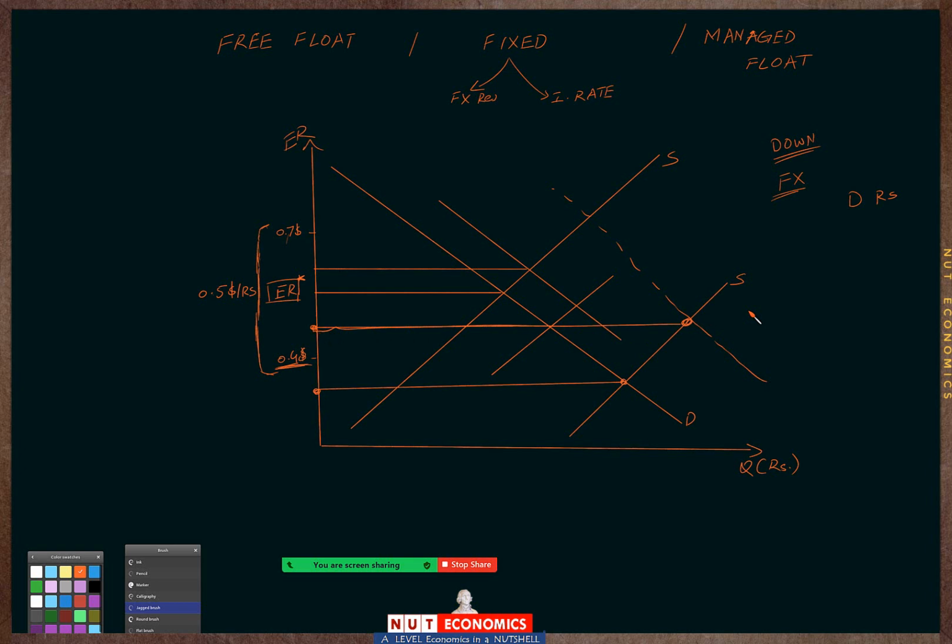Basically, instead of fixing at a specific exchange rate, you come up with the range. Within that, if your exchange rate fluctuates, you let it fluctuate as if it's a free floating exchange rate. As soon as it moves outside of that range, you start fixing it, you start bringing it back within that range. That is your managed float. Okay?